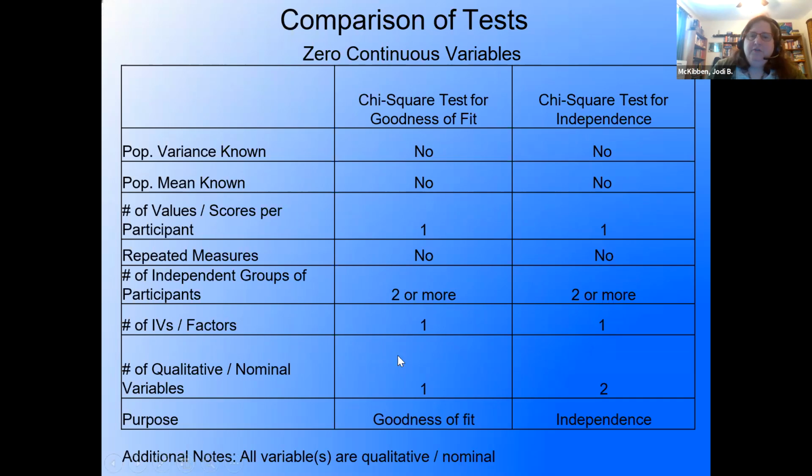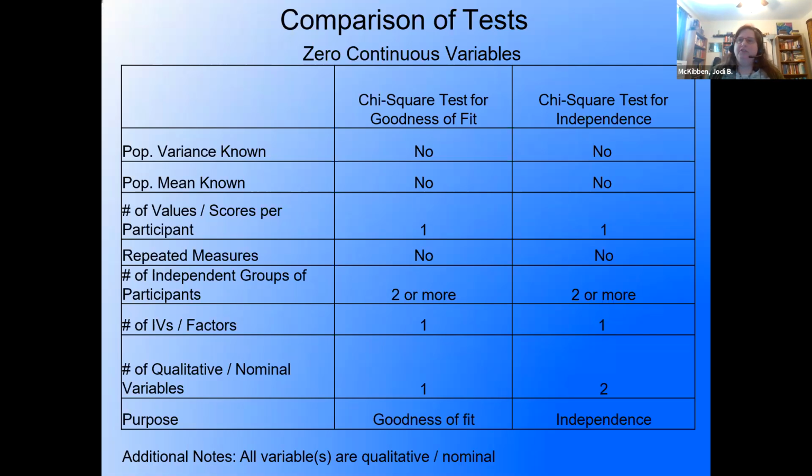So the only difference between these two is one qualitative nominal variable versus two qualitative nominal variables. And in terms of the chi-square test for independence, that's the only thing I need you to know, really, is what it looks like. Okay. All right. So that brings us to the end of the table section.